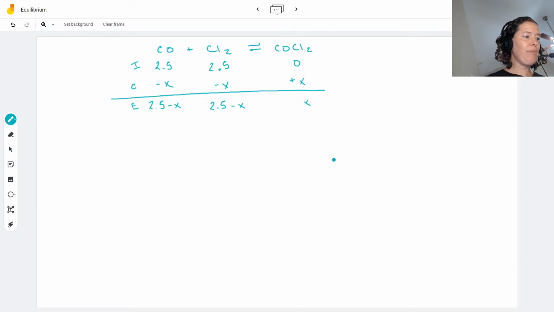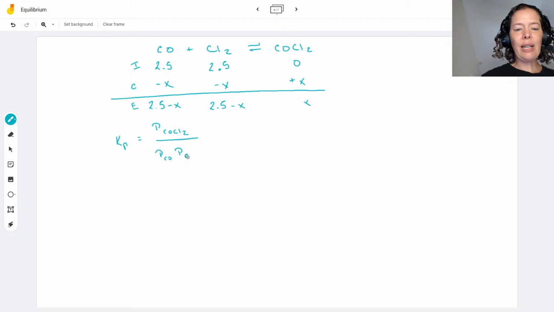Okay, so let's write my equilibrium expression for Kp. It is simply the pressure of my product over each of the pressures of my reactant. All right, so let's get some numbers in here. So this is simply x over 2.5 minus x times 2.5 minus x.